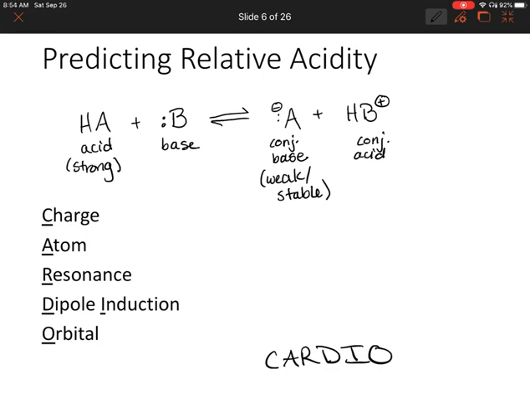Okay, so as we go down this list, the different items become less important. So charge is the most important variable if we're trying to determine the relative stability of a conjugate base or the relative strength of an acid. And then as we go down the list, orbital is the least important aspect, but it does come up sometimes.